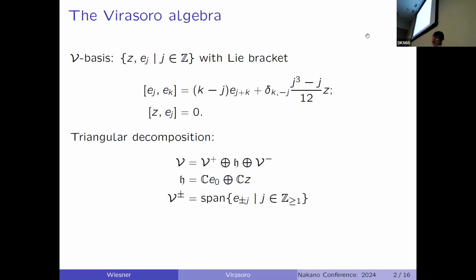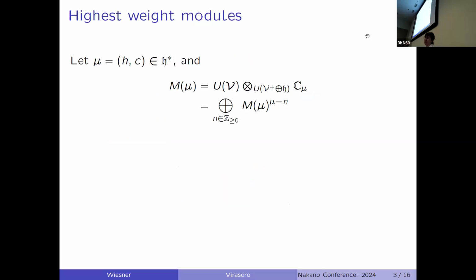If we were to start studying representations for the Virasoro algebra, we might start with weight modules, or in particular highest weight modules. Here I just have the definition of a Verma module, and because the roots of the basis vectors are just integers, the weight spaces for a Verma module are going to be mu minus n for positive integers n.